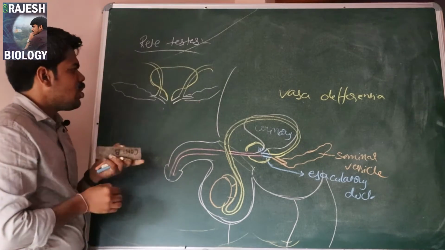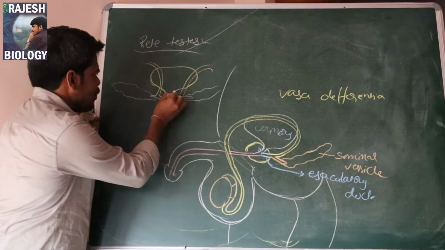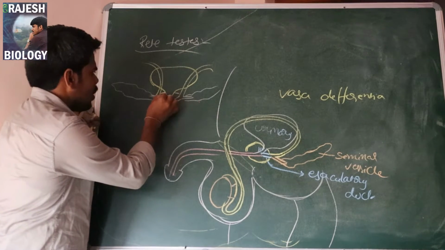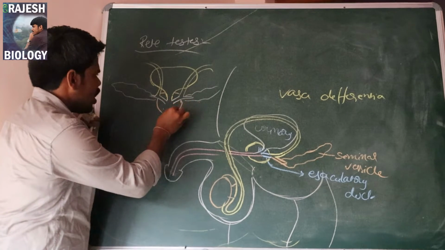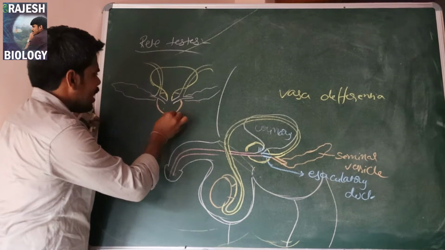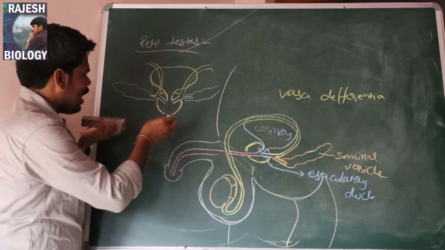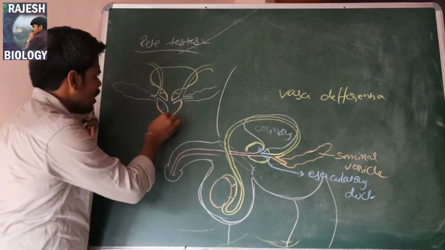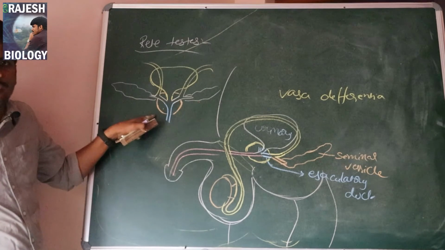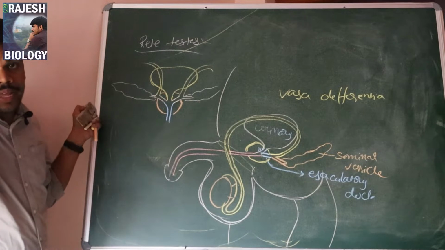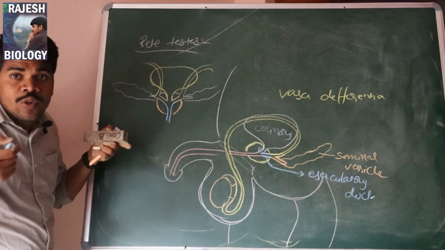Vasa deferentia. So if you observe, immediately beneath the urinary bladder, there is a triangle-shaped or heart-shaped single gland. This gland is called the prostatic gland. So this is the structure. What I want to show here is the prostatic gland, and within the prostatic gland the ejaculatory ducts fuse together.